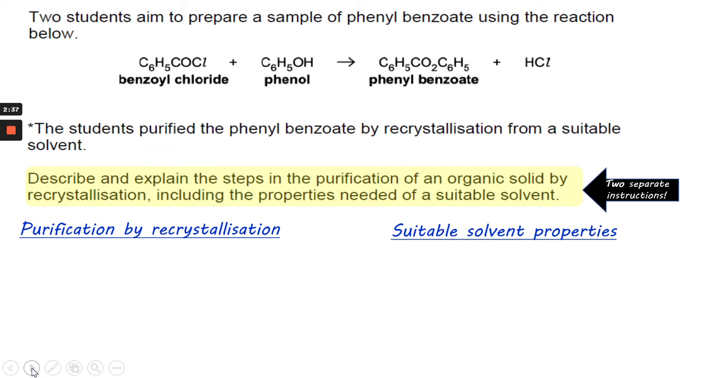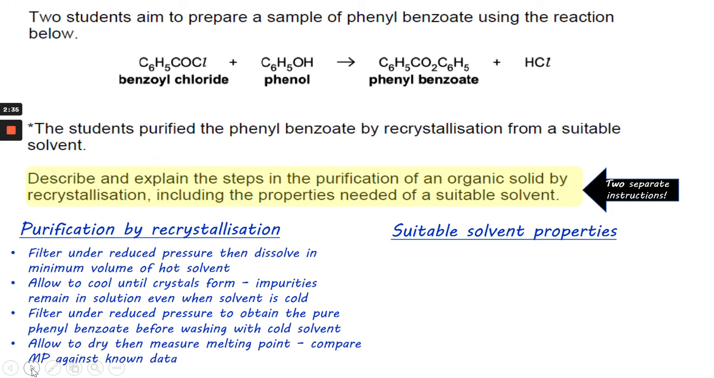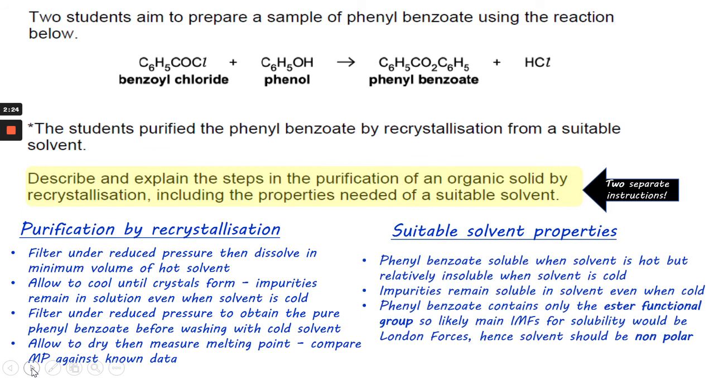So coming back to our question, we've already decided what two parts of our answer are going to be. So in the purification or recrystallization part, you can just list those various points we just talked about, with a little bit of explanation here and there to cover you for the explanation part that they want. In terms of suitable solvent properties, the idea that the phenyl benzoate is soluble when the solvent is hot, but relatively insoluble when the solvent is cold. The impurities remain in solution, even when cold. And you may want to mention something about the intermolecular forces that might be present in the solvent for phenyl benzoate, considering it's an ester. So you're looking at London forces in the main, so the solvent should be non-polar.